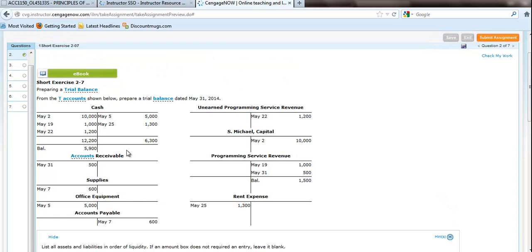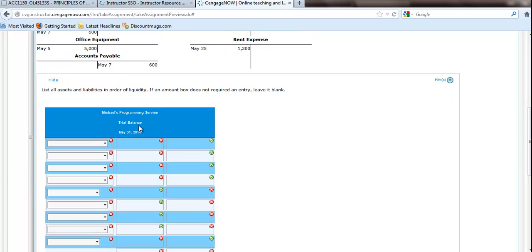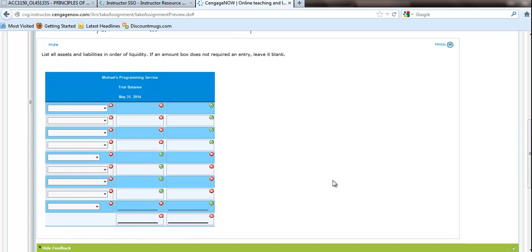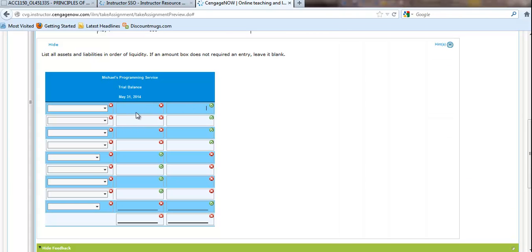To prepare a trial balance, we take the balance of all these accounts and list them in a certain order. We have the title, trial balance, and the date. Assets are listed first, then liabilities, then capital, drawing, revenues, and expenses, and then we total up at the bottom. The purpose of a trial balance is to make sure that total debits equal total credits. You'll notice a debit column and a credit column, so we also have to keep in mind the normal balance of different accounts.